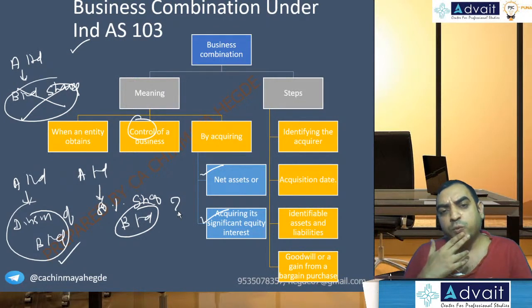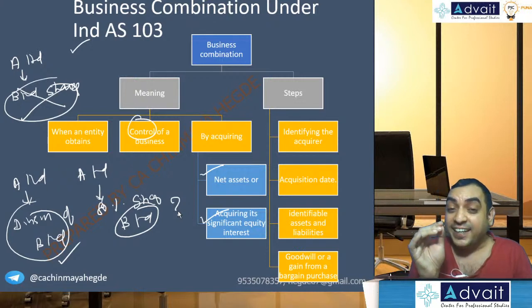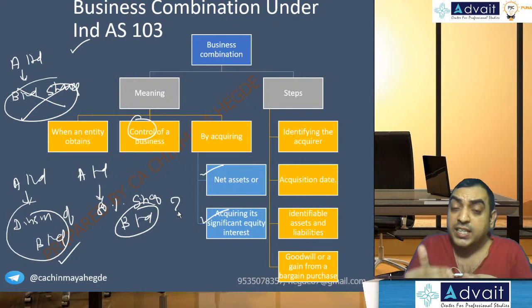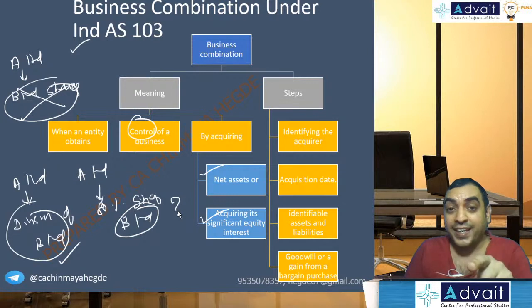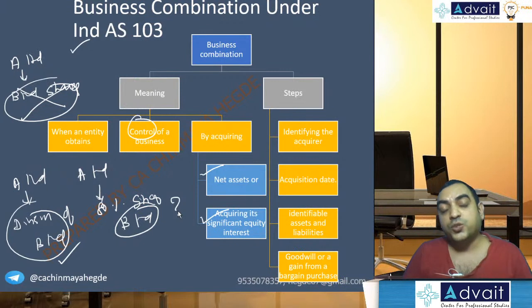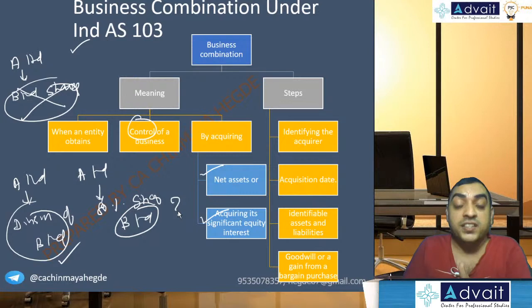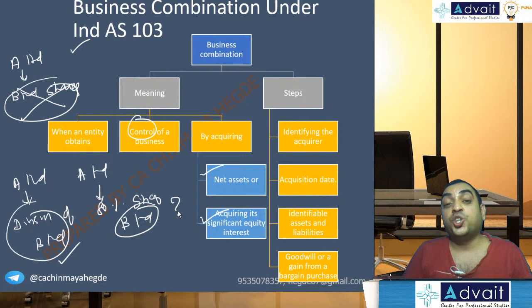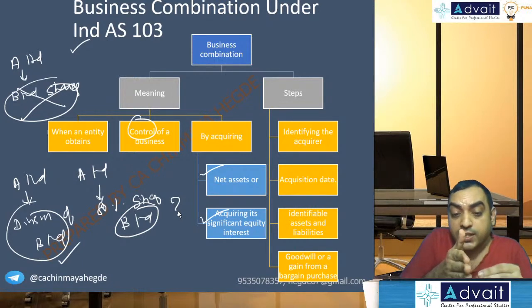Then when will Ind AS 110 apply? Ind AS 110 applies for subsequent measurement, subsequent reporting. For example, on 1st of January 2019, A Limited acquires 80% of B Limited, Ind AS 103. On 31st of March 2020, financial statements are prepared, subsequent measurement, then Ind AS 110 applies. Hope you got the basic clarity. On the date of acquisition, Ind AS 103.